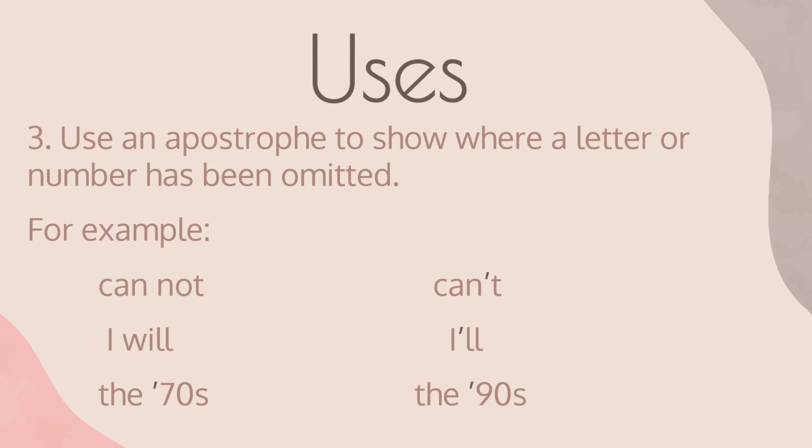The same is with all the contractions like couldn't, should've, hasn't, etc. And you can also use apostrophe to indicate where the number has been omitted. For example, the 70s. We don't say 1970, we say 70s. The 90s, instead of saying 1990, we say 90s.